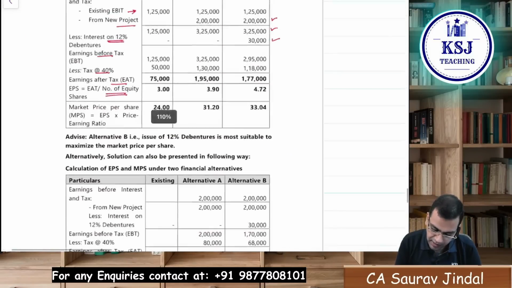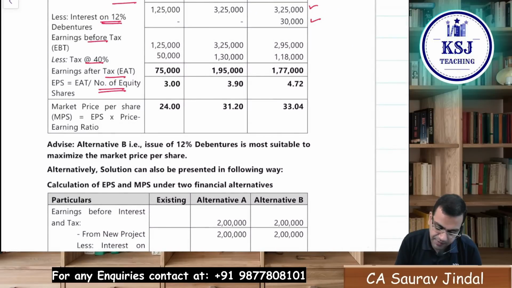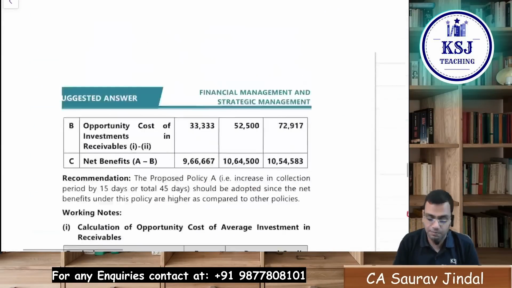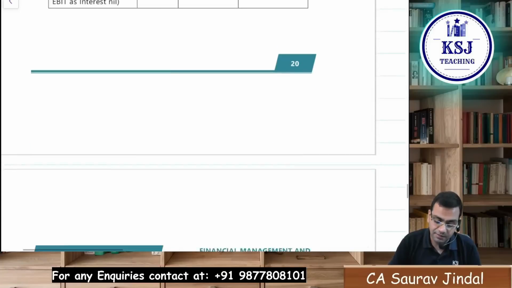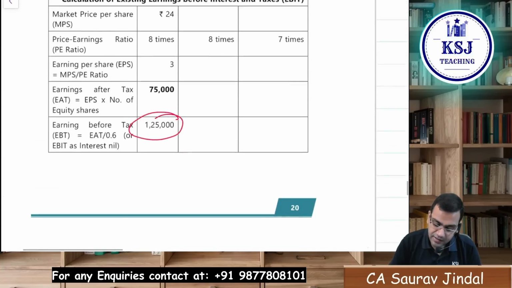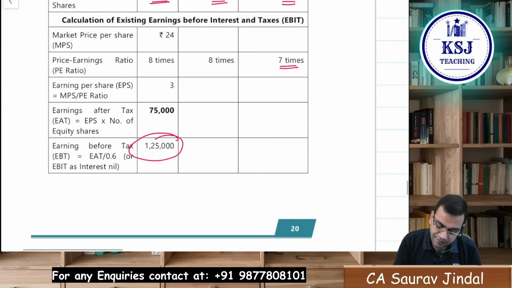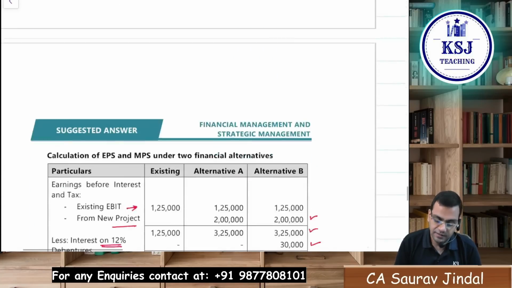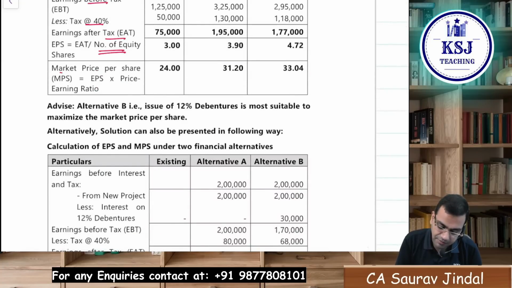Now, after that, EPS you will get, multiplied with the PE ratio. Now, PE ratio of the levered company. Levered company is the one having debt in the capital structure. So in alternative B, the PE ratio will be 7. Otherwise, the PE ratio will be 8. Right? So multiply, market price per share will be EPS into PE ratio: 24, 31 and 33.